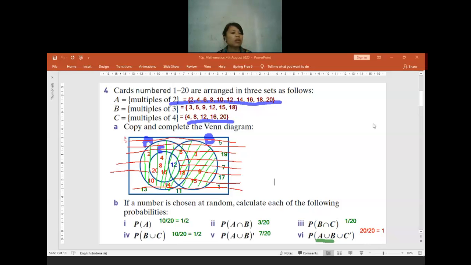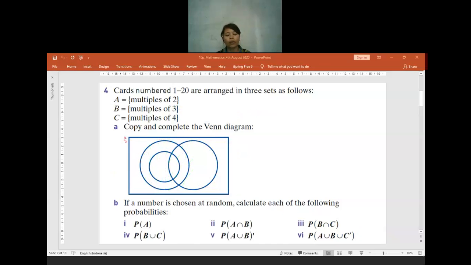Is there anyone who is still confused or still does not understand, or maybe my explanation is confusing for you? Hello? No. Okay, if you have no confusion, let us move to the relative frequency. It is easier for the relative frequency.